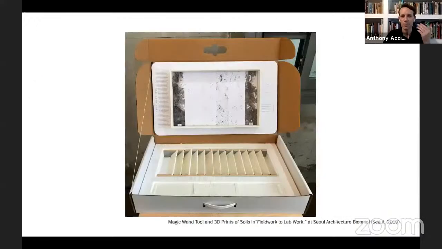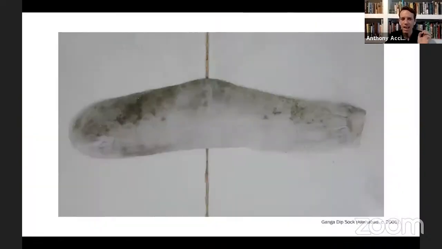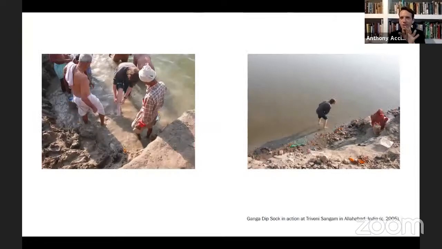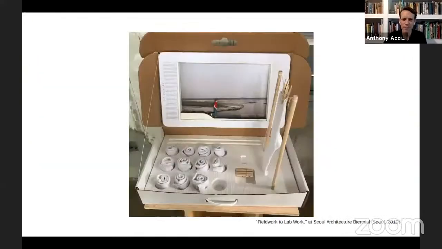And I didn't just develop this and map out these soils and their textures, but I also developed what I call the Ganga Dip Sock, where I bought 100 pairs of pristine white tube socks, and I would dip them into the sediment of the Ganga, like you see here, to collect soil samples, to do, again, different forms of analysis. So I use different techniques that are very much available to us on an everyday basis to take measure of this region more generally.